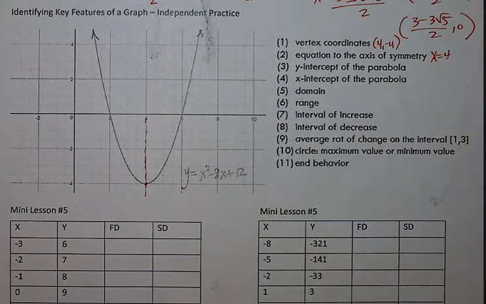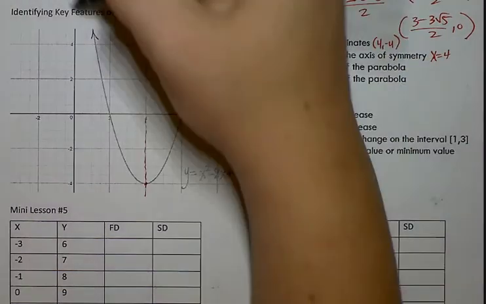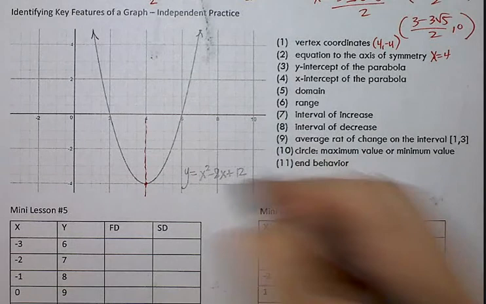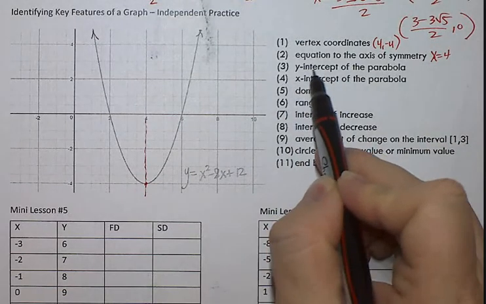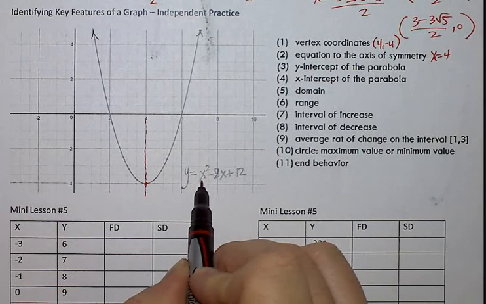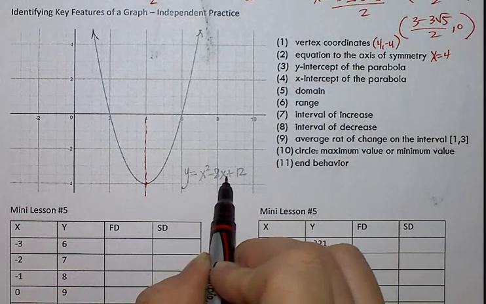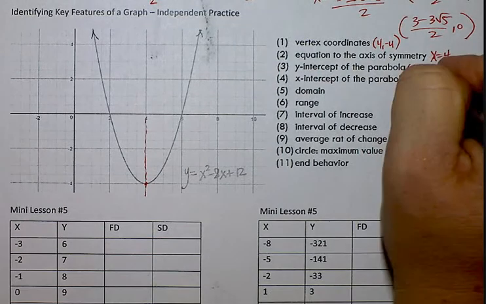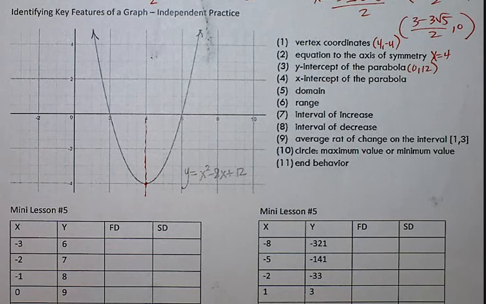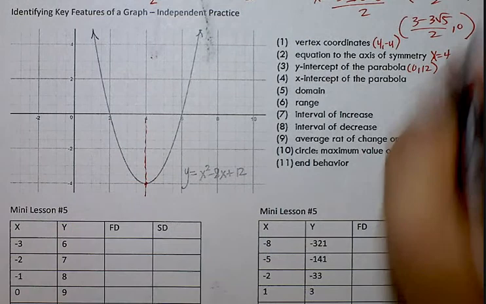The y-intercept: remember, we cannot see where it really crosses, but we're given an equation. For all y-intercepts, the x value is 0. So when I substitute in 0 for both of these x values, I end up with y equals 12. The x-intercepts would be (2, 0) and (6, 0).